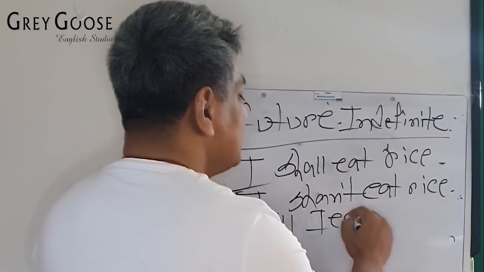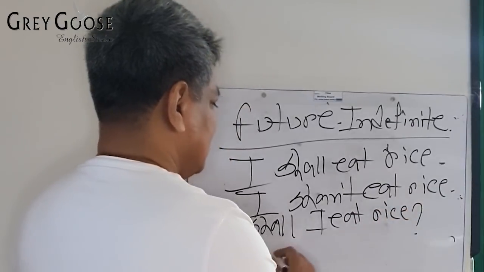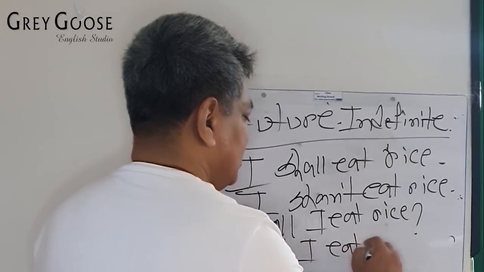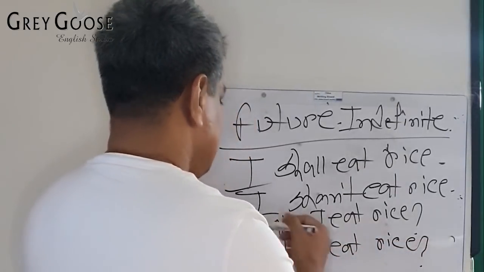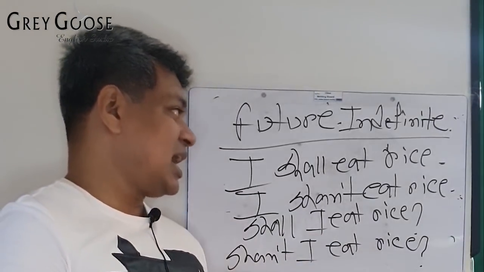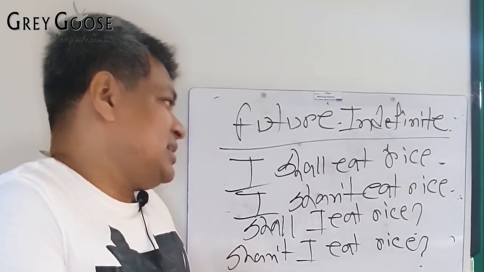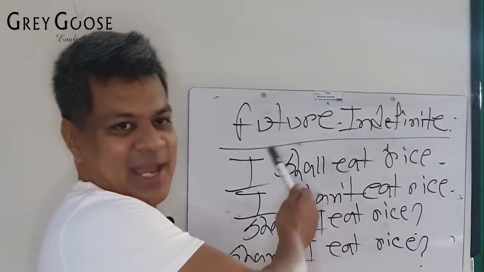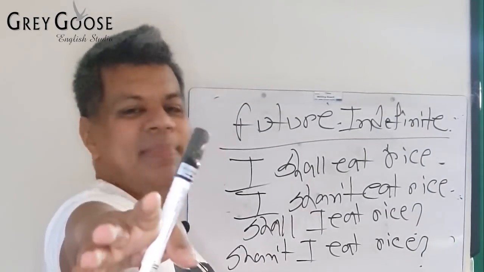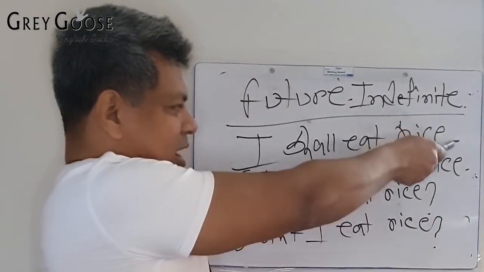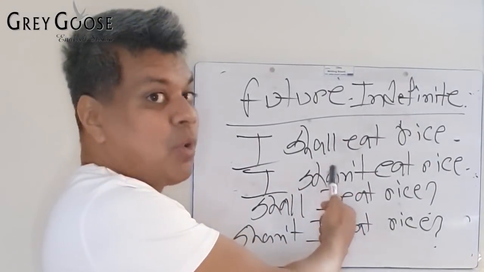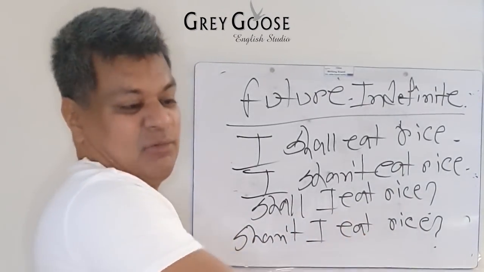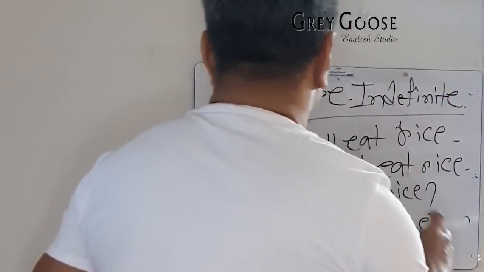Interrogative: shall I eat rice? And shan't I eat rice? Now see, I shall eat rice, I shan't eat rice, shall I eat rice, shan't I eat rice? If you don't want to use shall, you can use will. It's not a problem. In that case, it will be: I will eat rice, I won't eat rice, will I eat rice, won't I eat rice? So both are fine in today's times, okay?